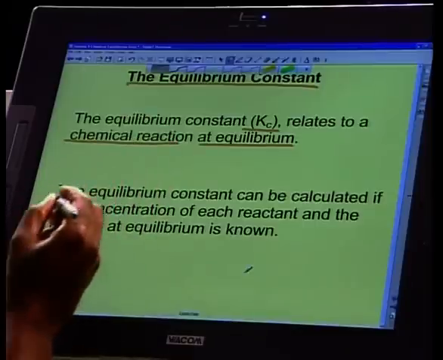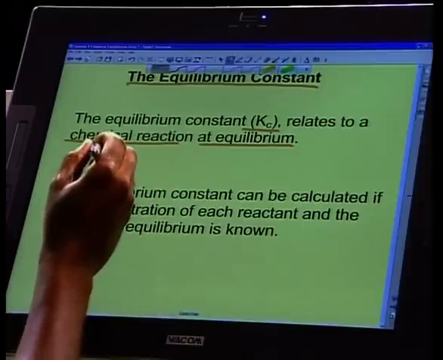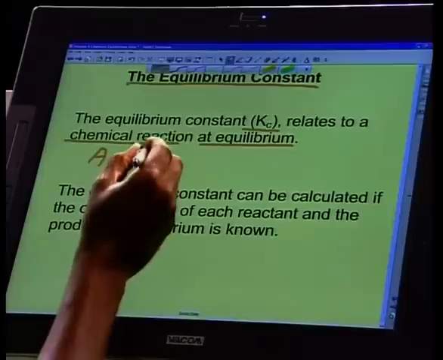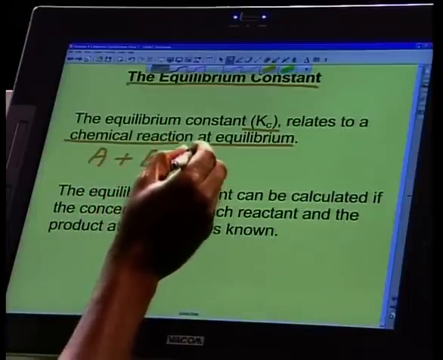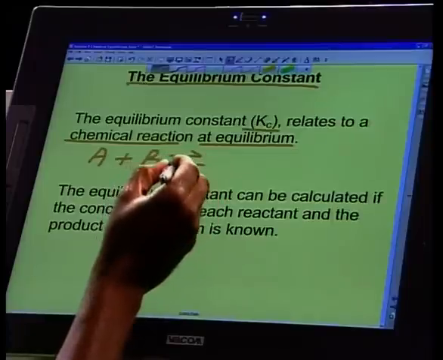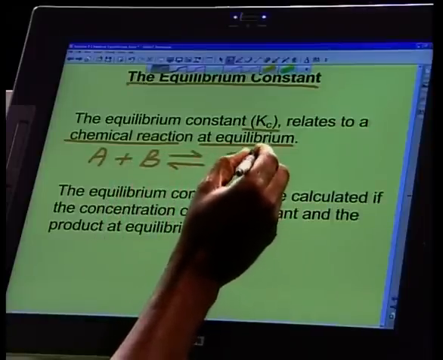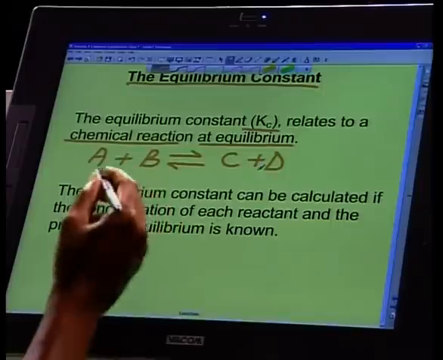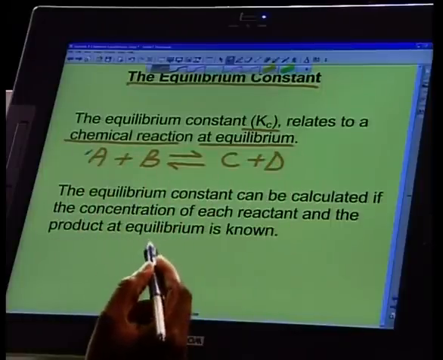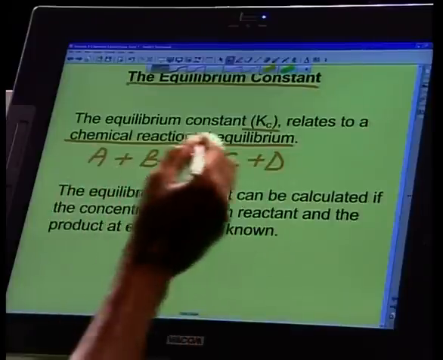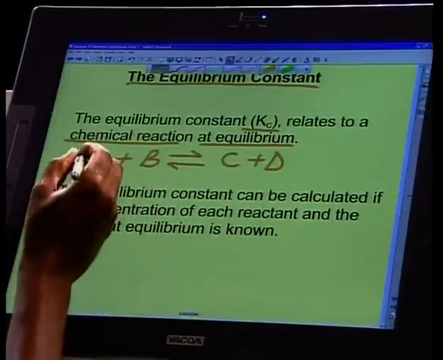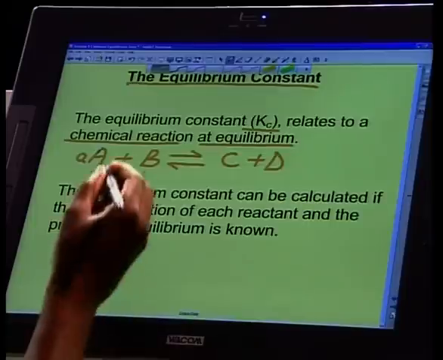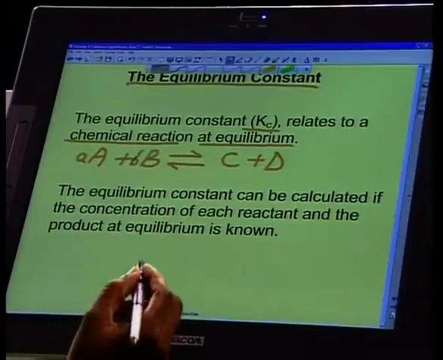Now, if I have a reaction, say, between A and B, and this is a reversible reaction, so it goes forward and backwards, and I produce C and D. Suppose that when I balance this chemical equation in equilibrium, and remember this is just a theoretical, hypothetical one, I'll have a factor to balance A here, and let me call it small a. I'll also have a factor there to balance B, let me call it small b.